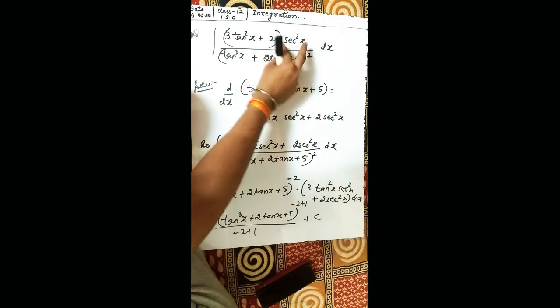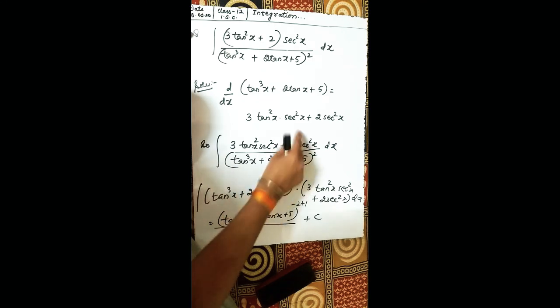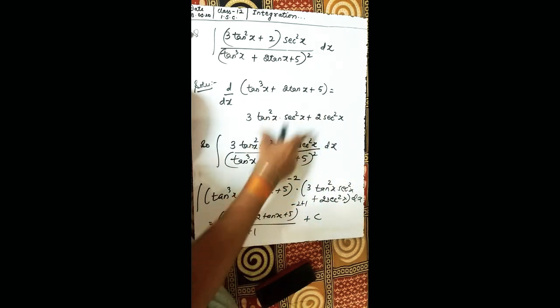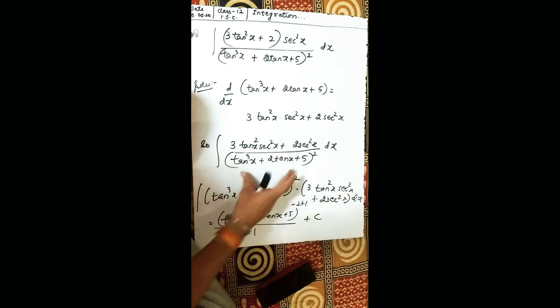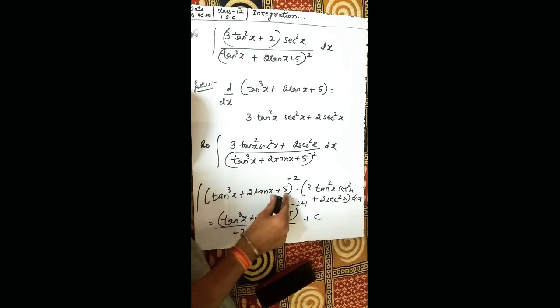Now if you multiply the sec square x in the numerator, you will get 3 tan square x sec square x plus 2 sec square x dx. Now this is, you have the f dash x, you take this denominator upside, so tan cube x plus 2 tan x plus 5 to the power minus 2, and this as it is.